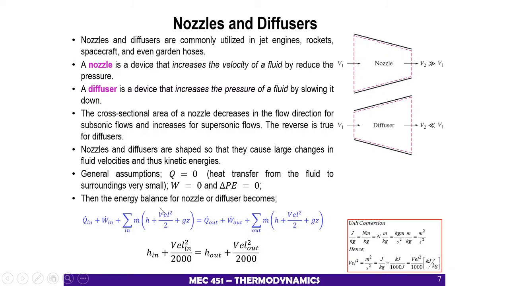Thus the energy balance for nozzle and diffuser becomes this. We take out your Q, we take out your work, and also no potential energy, take that out. We can cancel out the same mass, m1 is equal to m2. What remains is only this portion: enthalpy and kinetic energy, inlet and outlet. So be very careful with the unit conversion.